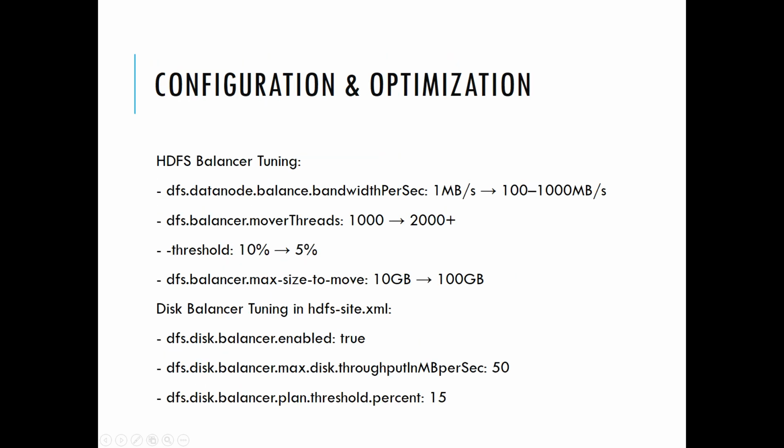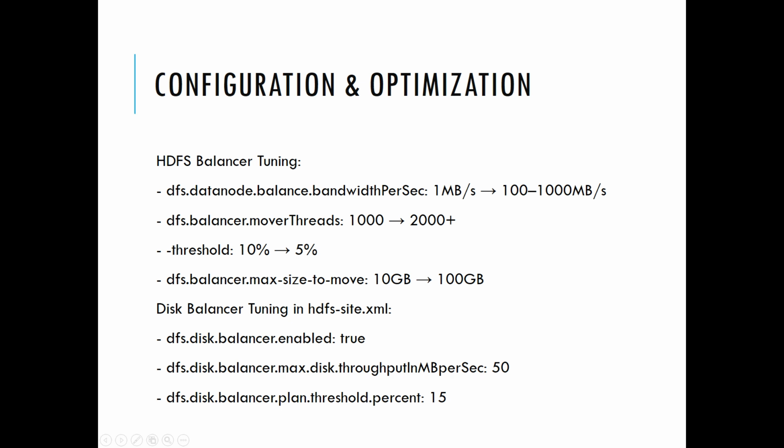Both balancer tools can be fine-tuned for better performance. For the HDFS Balancer, adjust the following parameters. Increase bandwidth from 1 MB per second to up to 1000 MB per second using dfs.datanode.balance.bandwidthPerSec. Increase the number of parallel threads with dfs.balancer.moverThreads. Lower the balancing threshold to 5% for stricter control. Move larger blocks by changing dfs.balancer.max-size-to-move from 10 to 100 GB.